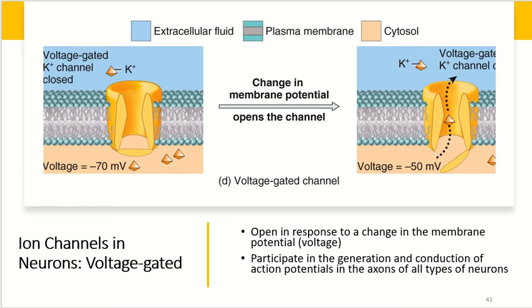It's these voltage-gated ion channels that are really going to be important in participating in the generation and the conduction of action potentials in the axons of all of the various types of ions. So when there's a change in the voltage, a lot of the times when it depolarizes, becomes less negative, this is going to result in the opening of that ion channel so that ions can flow in and out of that cell.